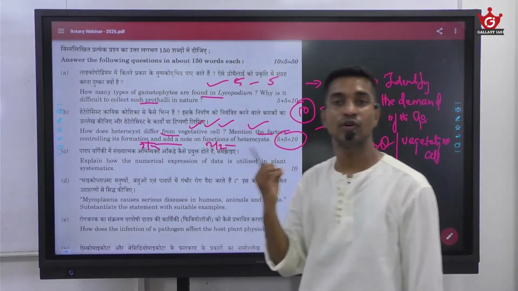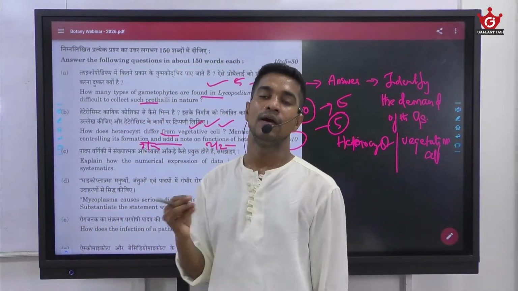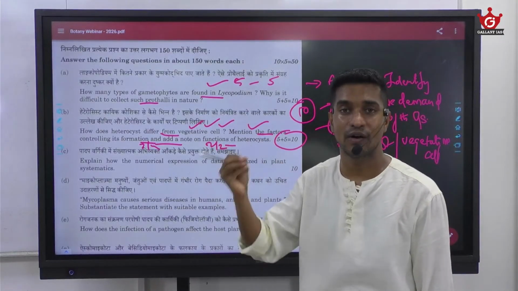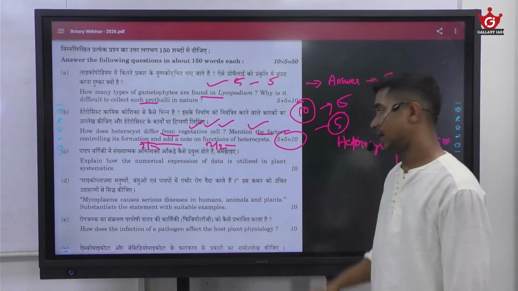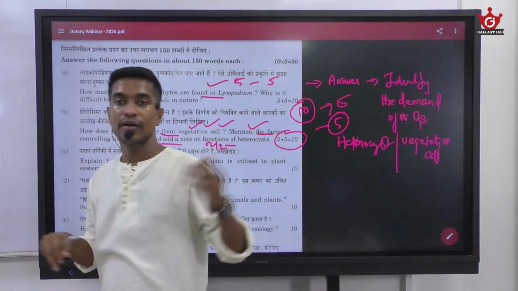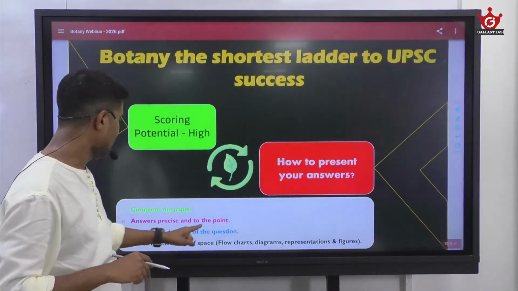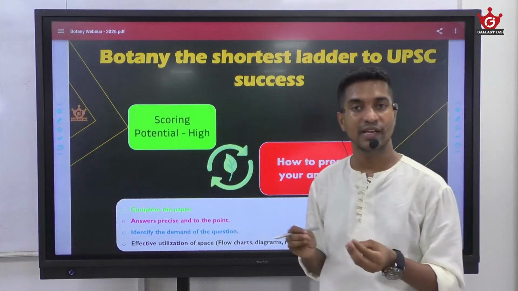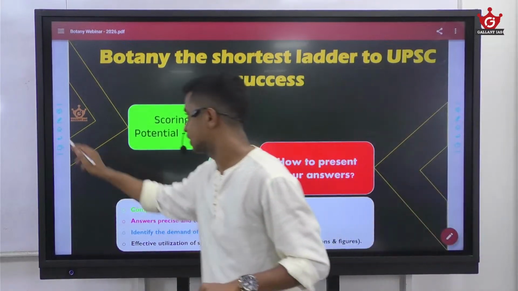Okay, so that is what it means, especially in your GS and in your optional paper, meeting the demand of the question, or addressing the demand of the question, is very important. Okay, I'm not going into all questions, just keep in mind that identifying the demand of the question means you have to read the question, or analyze the question carefully, and then you have to address all the parts of that particular question.